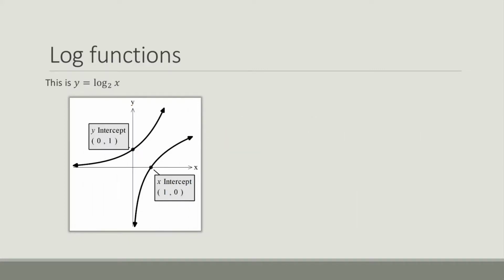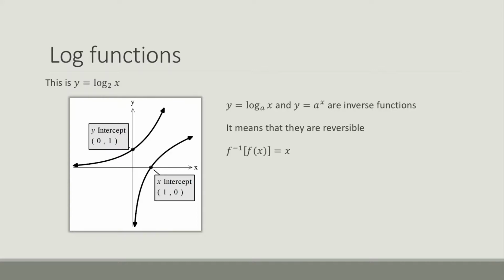So this is the exponential graph, and you can see they're closely related. It's what we call the inverse. So that means they are reversible. Let me give you an example. First of all, f to the negative 1 means inverse. So let's say if we're doing 2 to the power of x, we substitute 5 and we get 32.